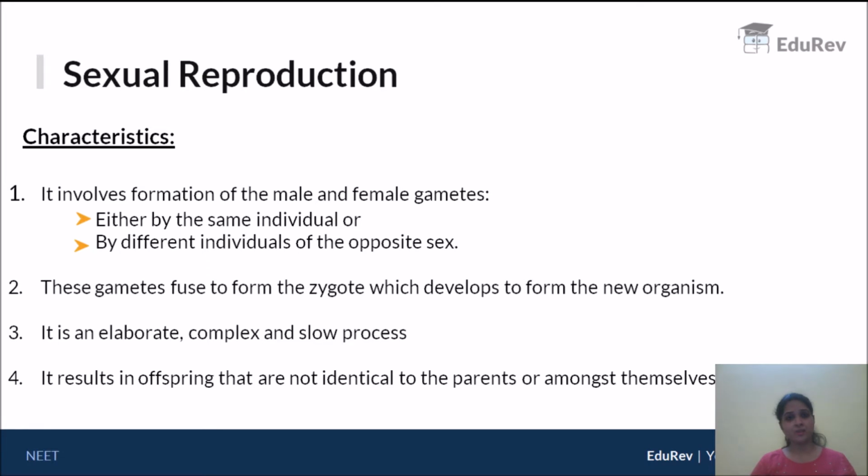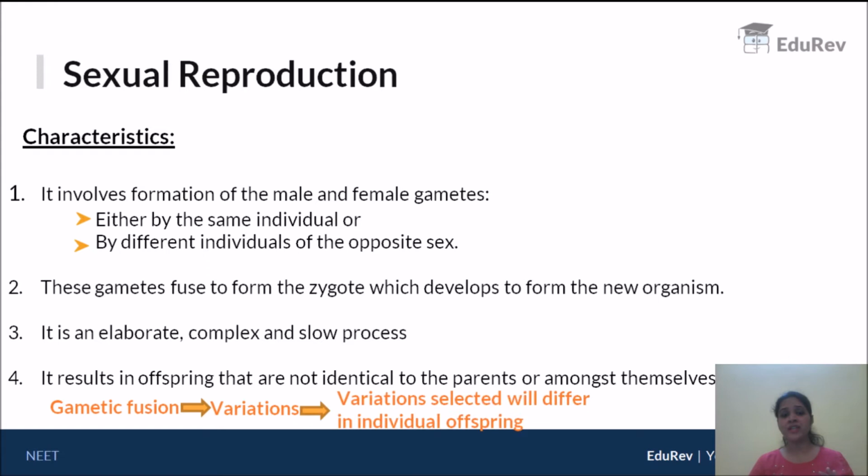Now, why does this occur? In sexual reproduction, when gametes fuse, the male gamete from the father and the female gamete from the mother, when they fuse together, a lot of variations are induced in that zygote. Let's say the zygote that gives rise to the first sibling and the zygote that gives rise to the second sibling have a variety of different variations. So the variation selected will be different for different individuals. Now, why does this occur?